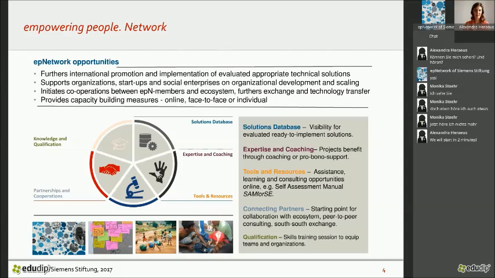Now, why are we actually able to do all this? It's because of the Empowering People Network, which is founded by the Siemens Foundation. The idea of the Empowering People Network is really, as you can see here in the 5 setups, to bring people together, to provide solutions that can be seen by other people, to bring in expertise, to provide tools and resources, to bring partnerships together. So basically to help all of you out there with good ideas in social entrepreneurship, to improve, to get networks, and to actually grow bigger with your idea.